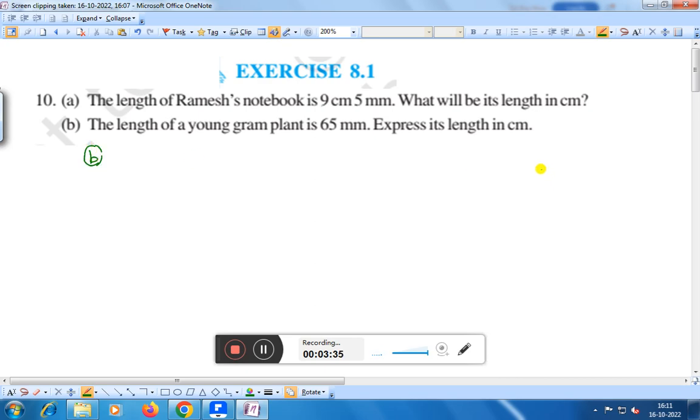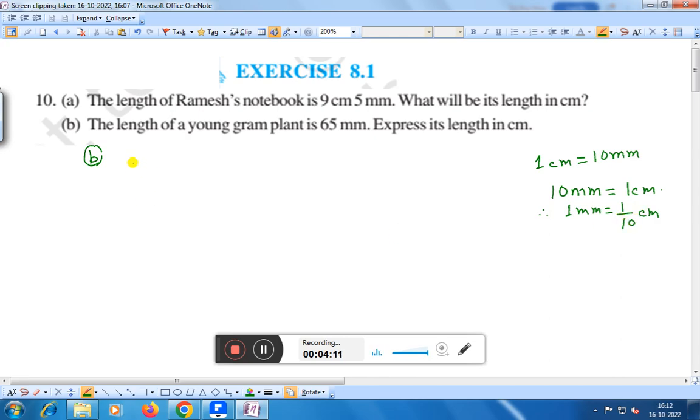First of all, we find the relation between centimeter and millimeter. We know that 1 centimeter is equal to 10 millimeter, or you can say 10 millimeter is equal to 1 centimeter. Therefore, 1 millimeter is equal to 1/10 cm. That means to convert millimeter to centimeter, you have to divide that number by 10, right?